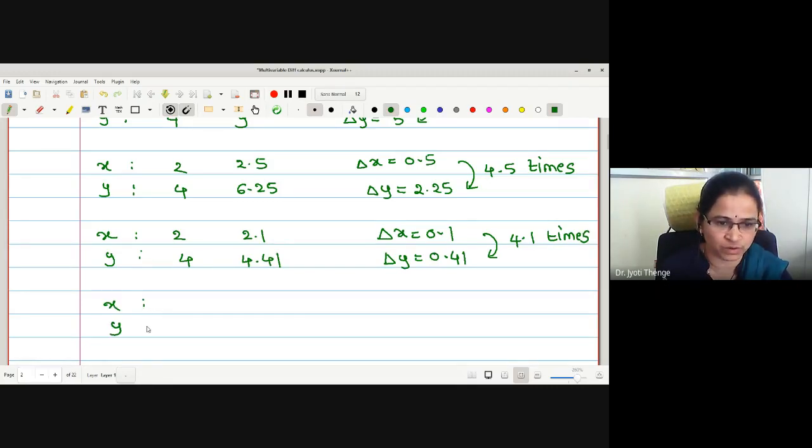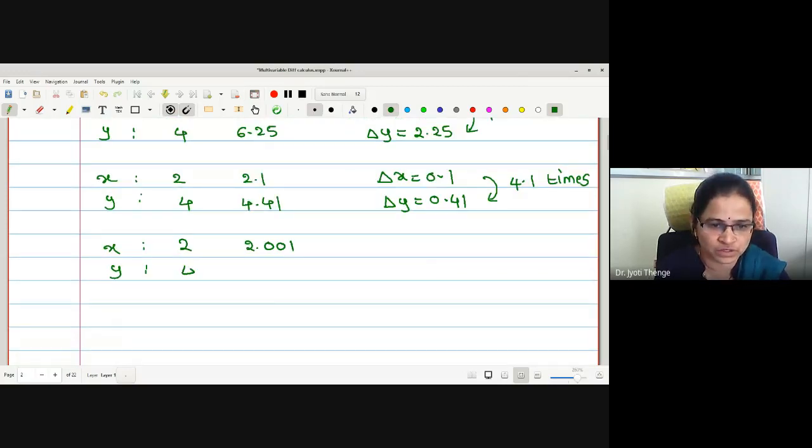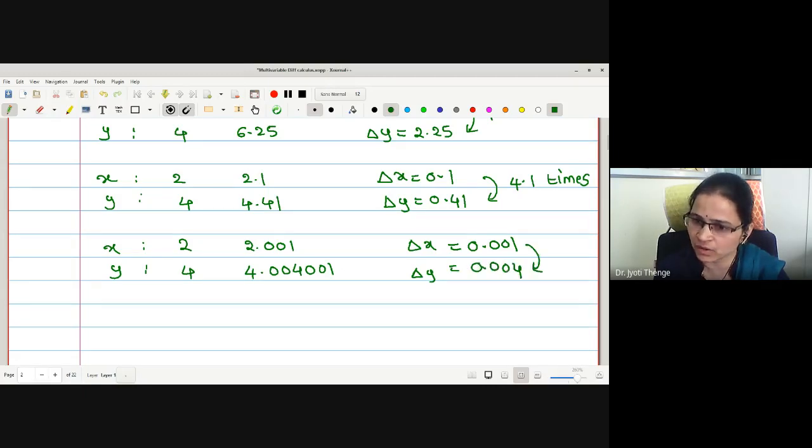Let us reduce the difference again. Still smaller we want. Let me take directly 2.001. The square of this number is 4.004001. Therefore, delta x has the value 0.001 and delta y has the value 0.004. Now this is 4 times.